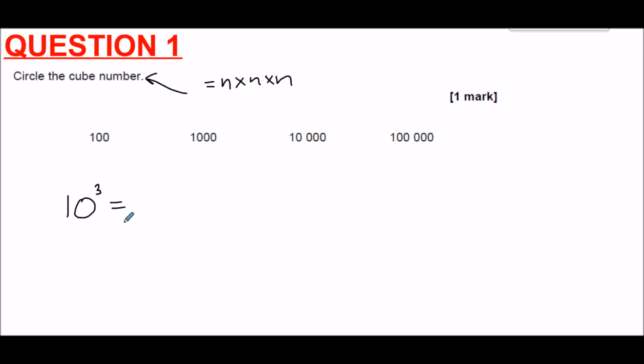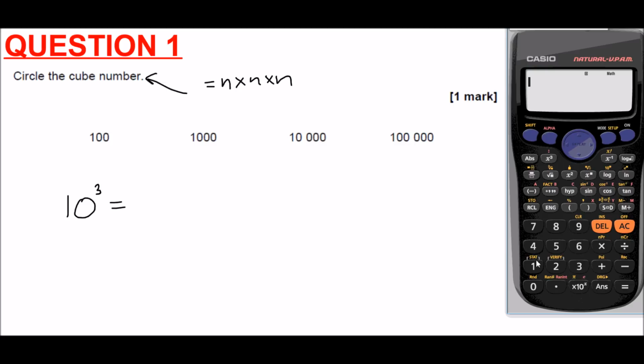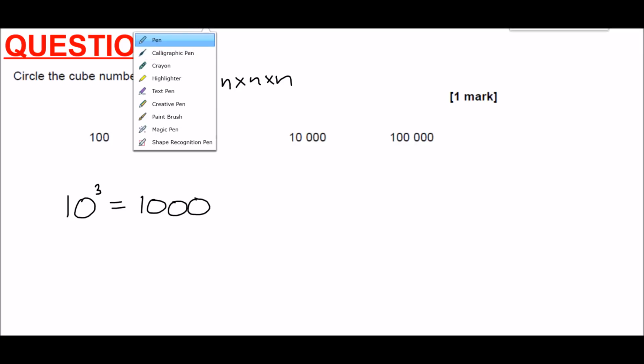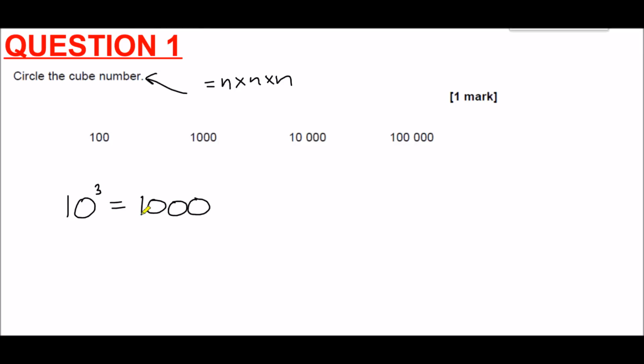Is 10 cubed in the list? It's a calculator paper, so we may as well be using it. So 10 to the power 3 is 1,000. And so 1,000 is a cube number because it's 10 cubed. That tells us already that the cube number in the list is 1,000. So we can stop looking because we've got our answer already. So the one we need to be circling is 1,000.